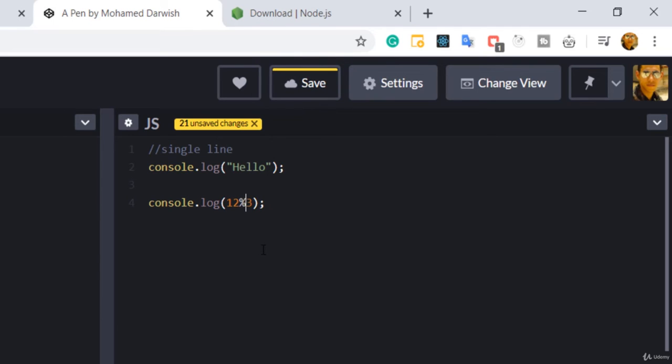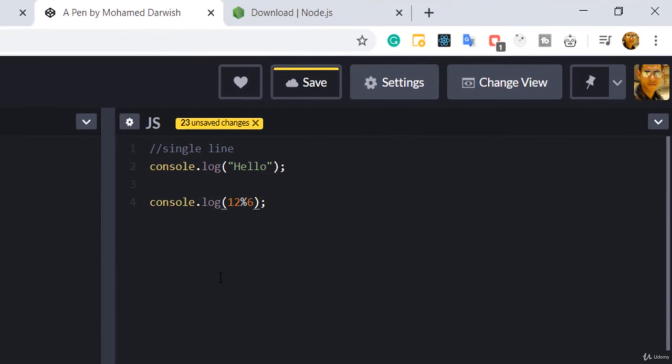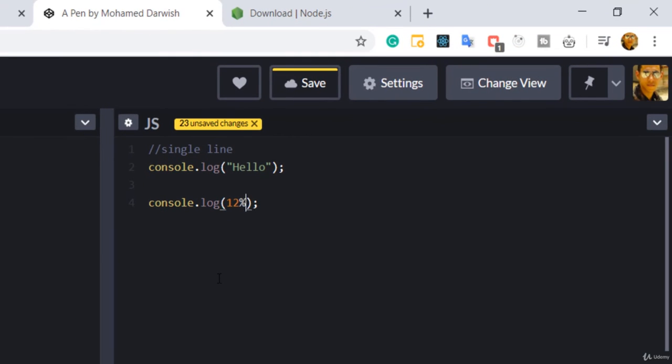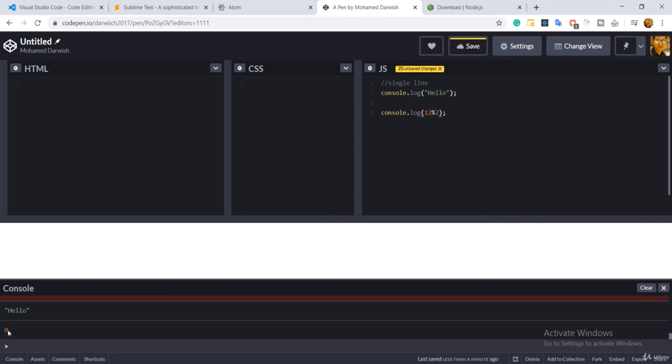So here, if we say 12 % 6, it provides me with 0. Alright, okay, let's make it 12 % 2. 12 % 2 provides me 0. That means 12 is what? An even number. But look at that, if instead of 12 it will be 13.